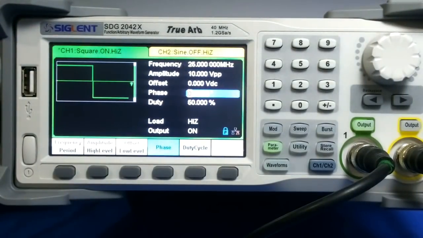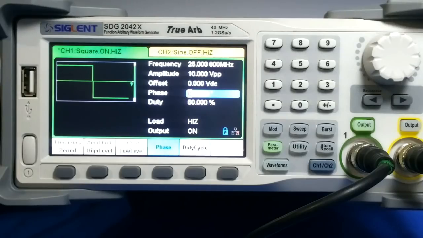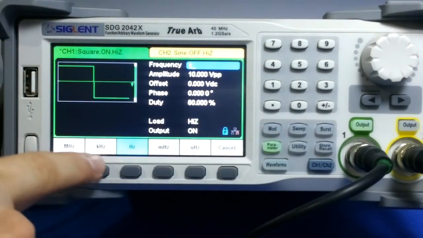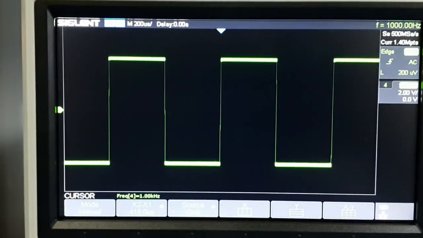25 megahertz, 10 volts peak to peak. Always we have a square wave, and at the end of the frequency it doesn't look so square. We have distortion. Let's understand this kind of distortion. So I will come back first to the 1 kilohertz. It looks like a square wave. There is not any problem here.